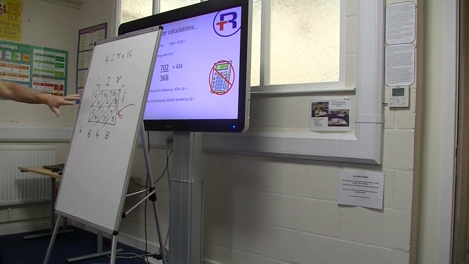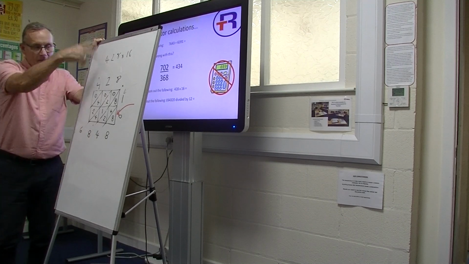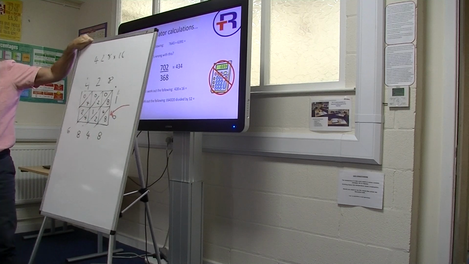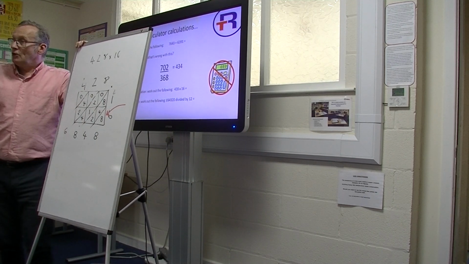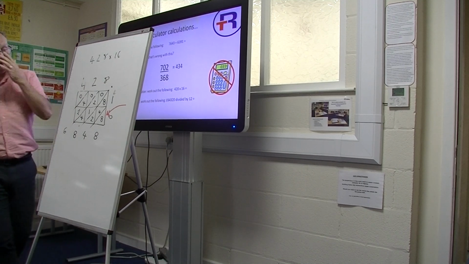The lattice method. I find it so much easier than that long multiplication stuff. I find that confusing. You find that confusing? Yeah. I like that way. I prefer the other way of thinking. It's like Marmite. You'll either love it or hate it.